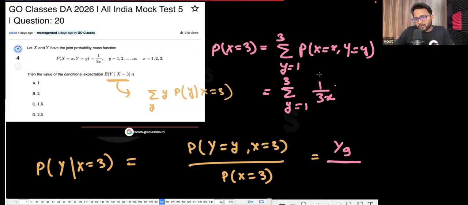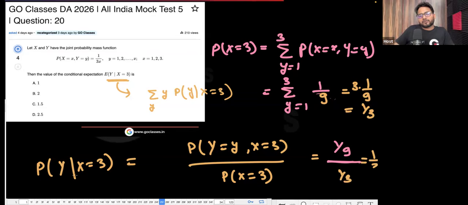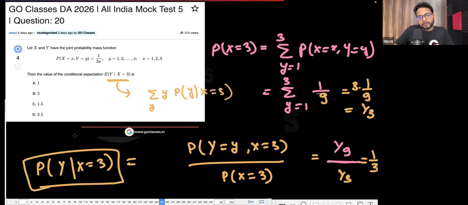Now since this is independent of y, you can just say that this will be 1 upon 3x, and x value is anyway 3, so this is 1 upon 9. So this will be 1 upon 9 plus 1 upon 9 plus 1 upon 9, 3 times, which is 3 times 1 upon 9, which is 1 by 3. So from here, it will be 3 by 9, which is basically 1 by 3, right? So the probability of y given x equal to 3 is coming out to be 1 by 3.